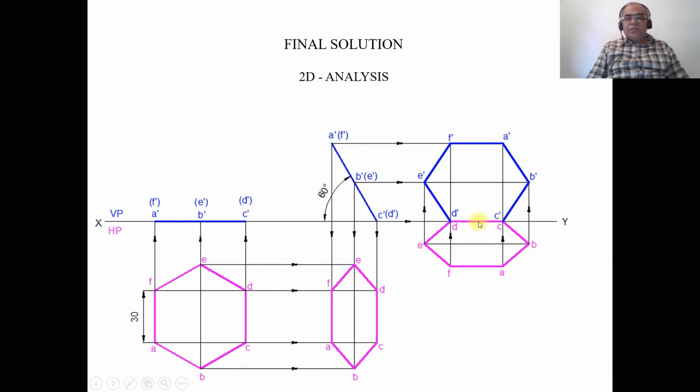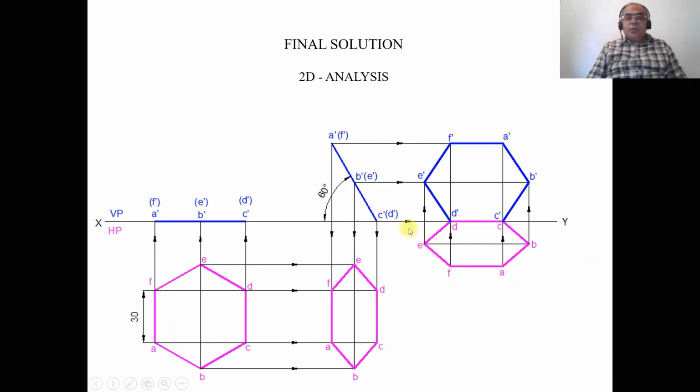Then join C to D with a dark line, D to E with a dark line, E to F, F to A, A to B, and B to C with a dark line. So this is how we will be able to reproduce the third position top view. And now we want to project the front view. So to do that, since C dash, D dash is on XY line and CD is also on XY line, you mark them as C dash and D dash in the front view.